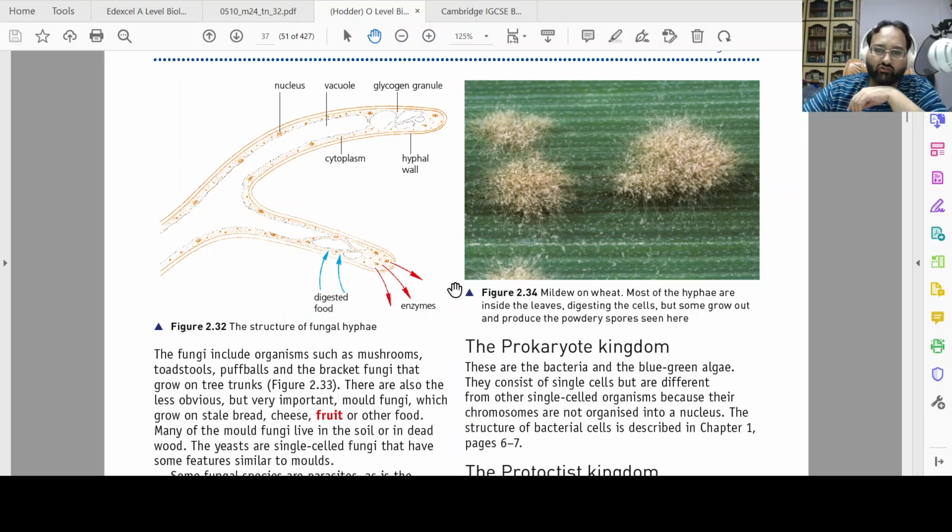You can see over here, for example, mildew on wheat. This stuff is growing on a wheat plant, and it will release enzymes. Obviously, you won't be able to see the enzymes, but it will release them directly onto the leaf. The cells of the leaf will get digested, and then it will absorb the digested material and use it as a nutrient source.